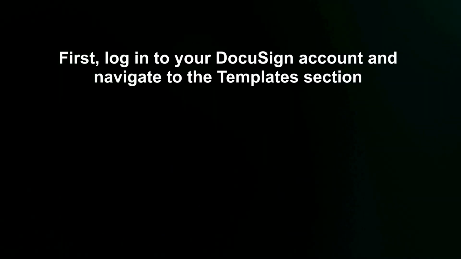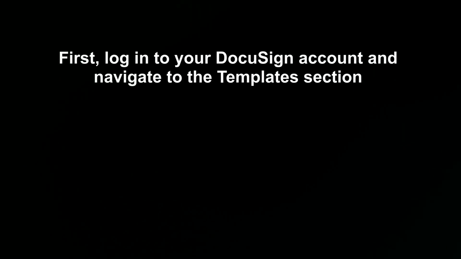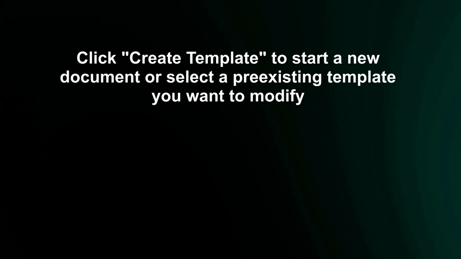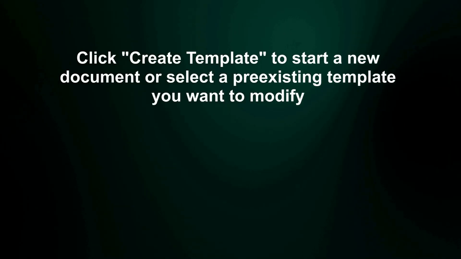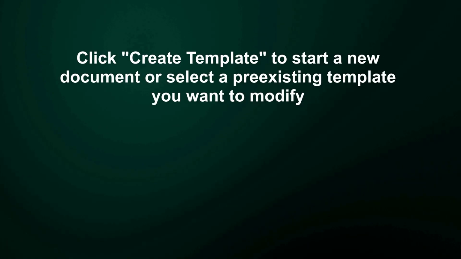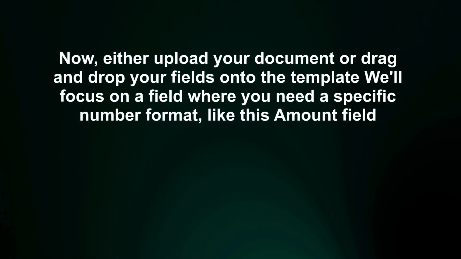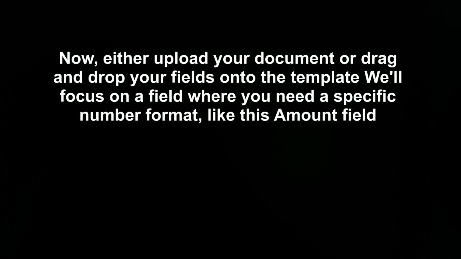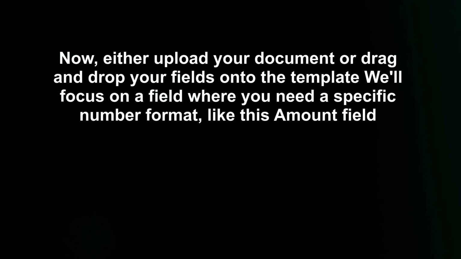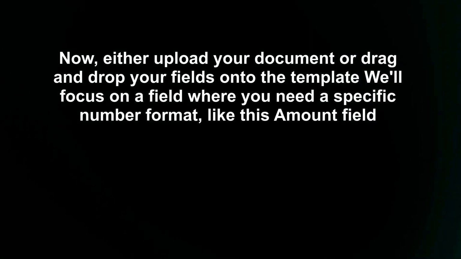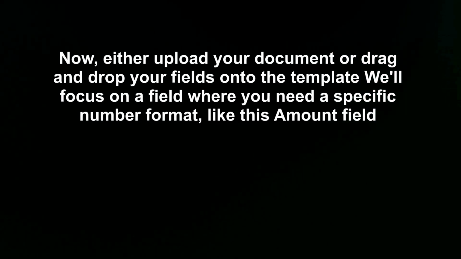First, log into your Docusign account and navigate to the Templates section. Click Create Template to start a new document or select a pre-existing template you want to modify. Now, either upload your document or drag and drop your fields onto the template. We'll focus on a field where you need a specific number format, like this amount field.